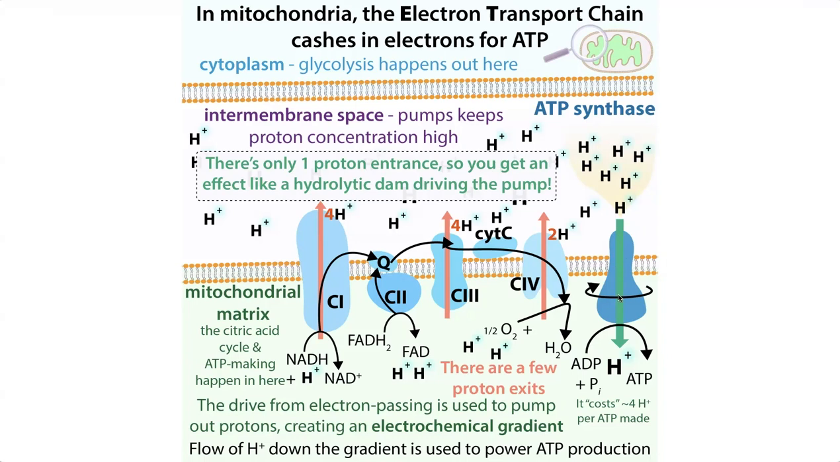Flowing through this ATP synthase, sometimes called your complex 5, is going to be like a hydroelectric dam. You have this flow of the protons through this dam that's going to be powering the turning of this ATP synthase, which is going to then allow for the production of ATP, which is a very energetically costly situation, but the energy from this gradient is able to pay the cost of doing that.